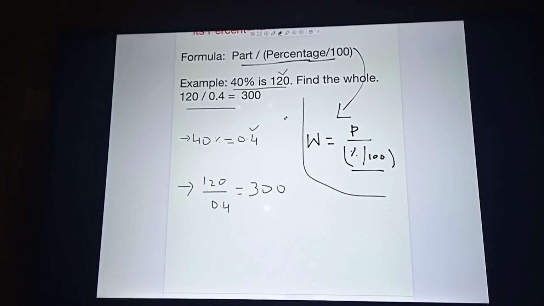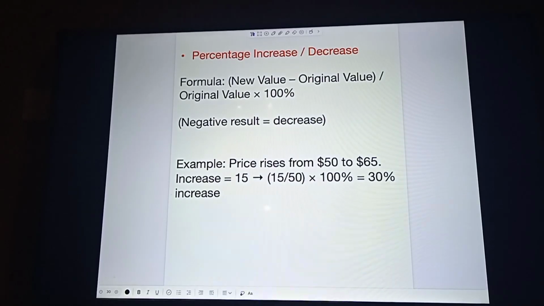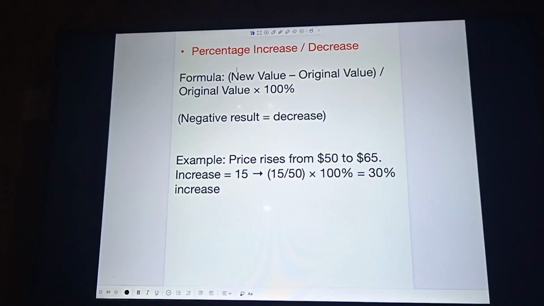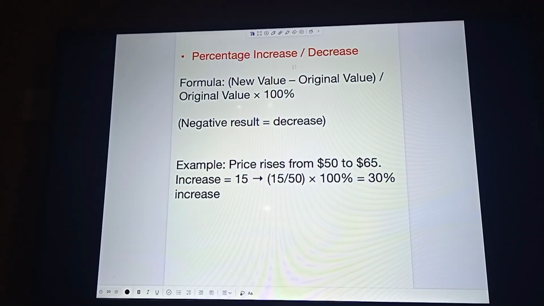So here we learned how to find the whole when a percentage and part are given. Now we will learn how to calculate percentage increase or decrease. So for this, the formula is this one.